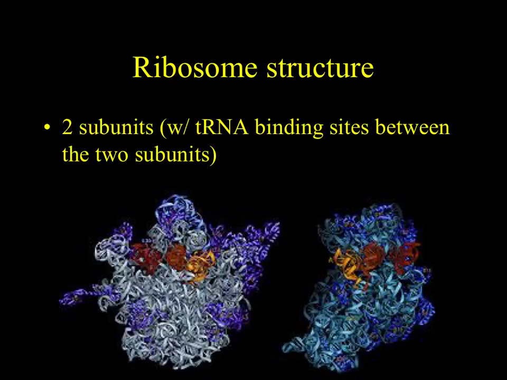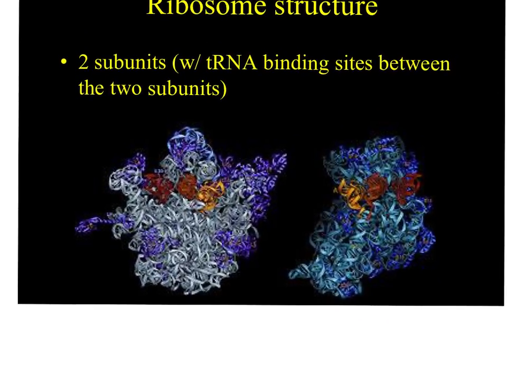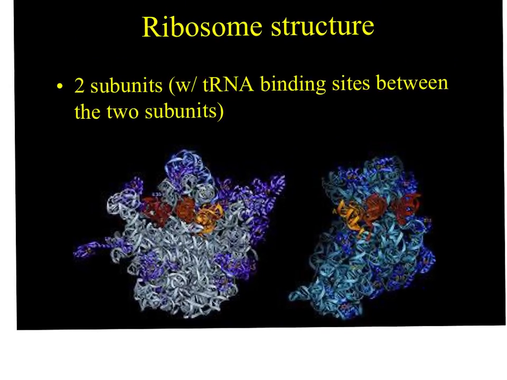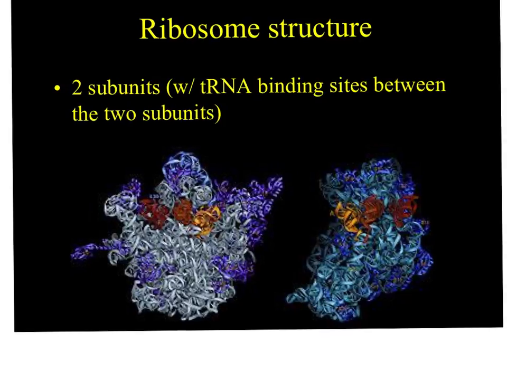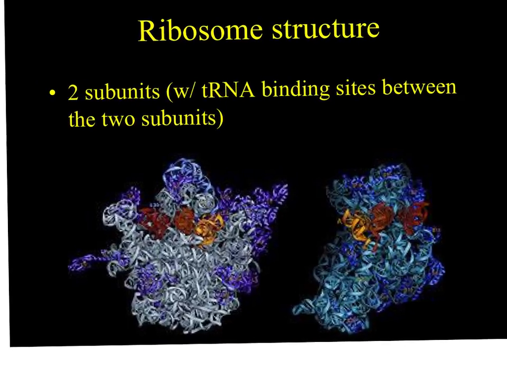Let me bring this up. I really like this picture, and this is when I wish I could show it in 3 dimensions. That's really cool. There are 2 subunits, and you probably remember, like in bacteria, when you take genetics. Do you remember what they call the 2 subunits? 50S and 30S.